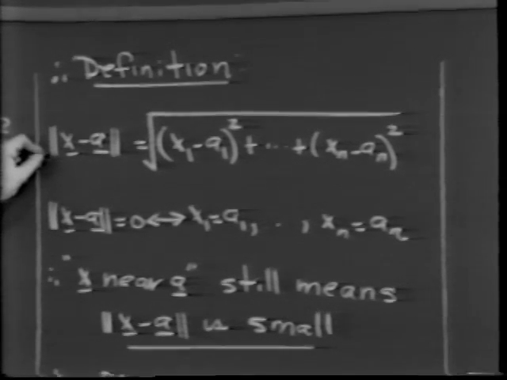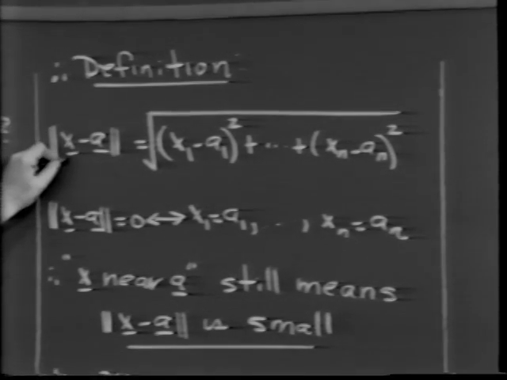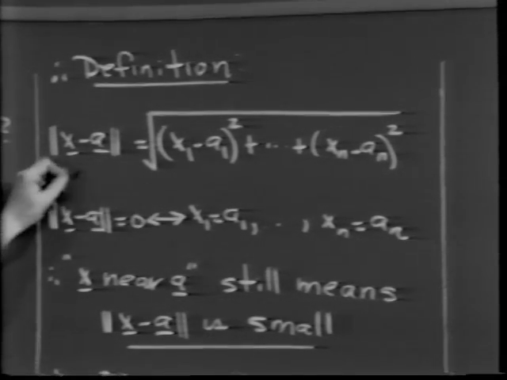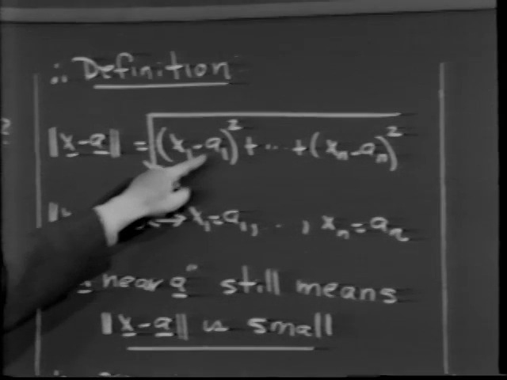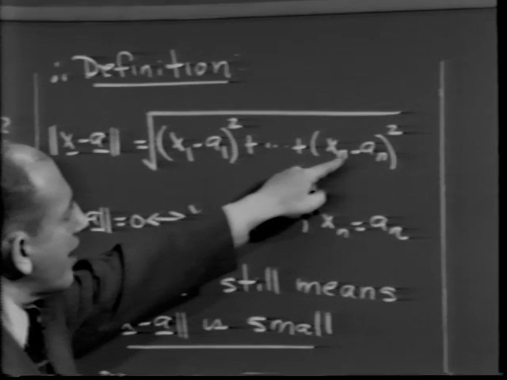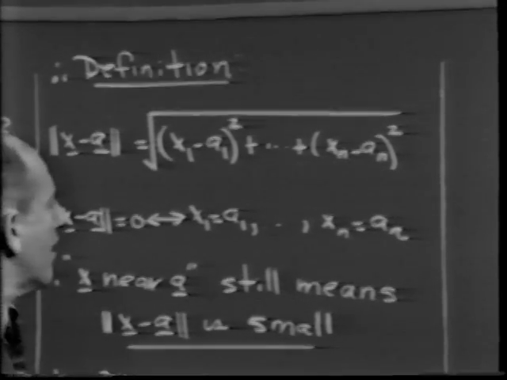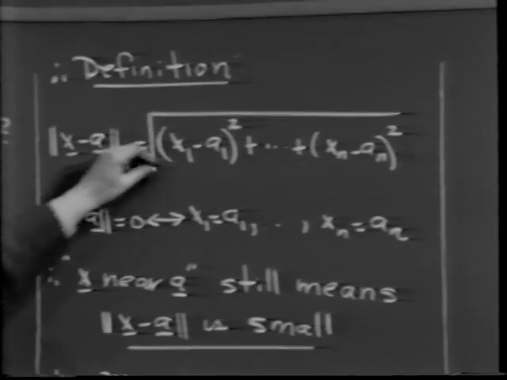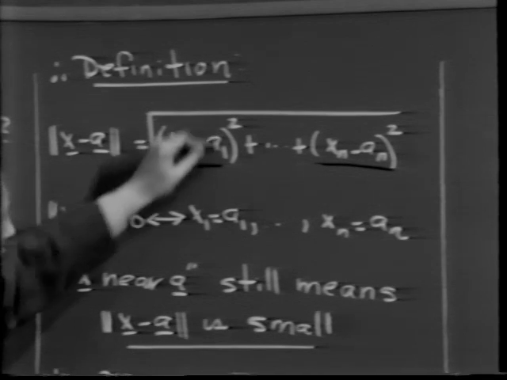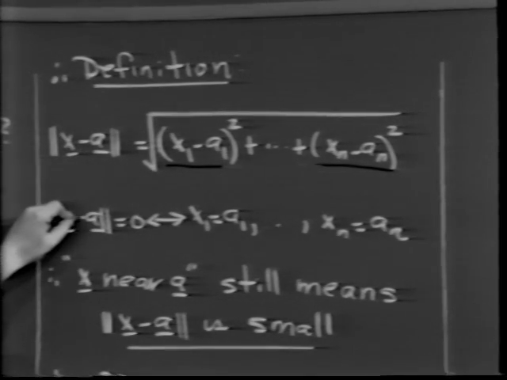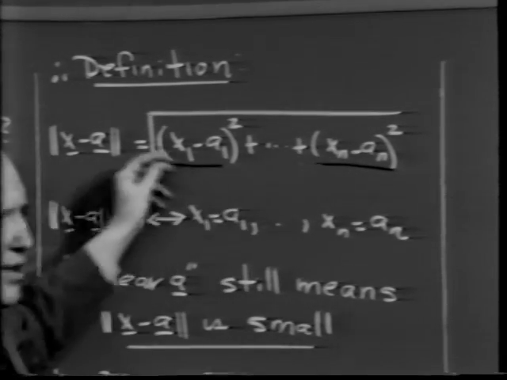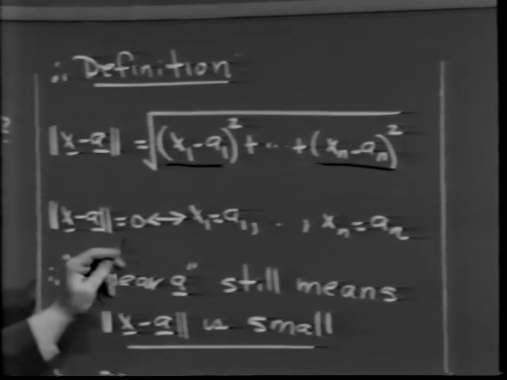Let me define the magnitude of the n-tuple x bar minus the n-tuple a bar, written this way, to be the positive square root of (x1 minus a1) squared plus etc. plus (xn minus an) squared. The thing that I would like you to notice here is that since each of these numbers is non-negative, they're squares of real numbers, the only way that the sum of squares of non-negative numbers can be 0 is for each of the numbers to be 0.